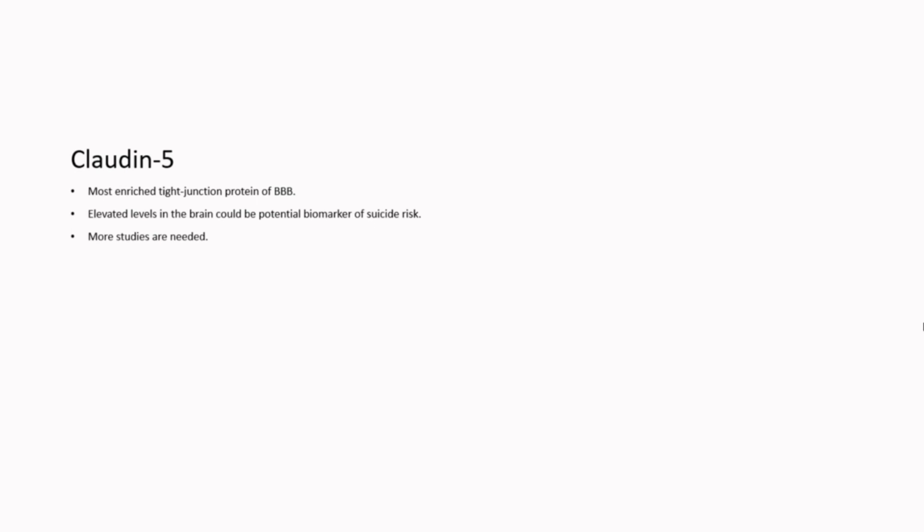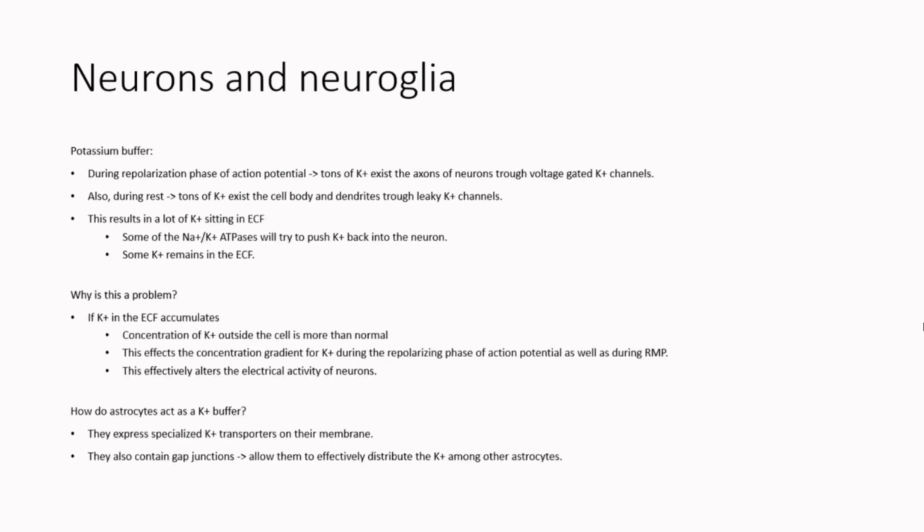I know I promise we're not going in depth, but I needed to mention something I find very interesting, and it's Claudin 5. It's a protein in the tight junctions of the blood-brain barrier, and we have seen an increase in patients who are suicidal, and in the future it can be a potential biomarker of suicide risk, but obviously more research is needed.